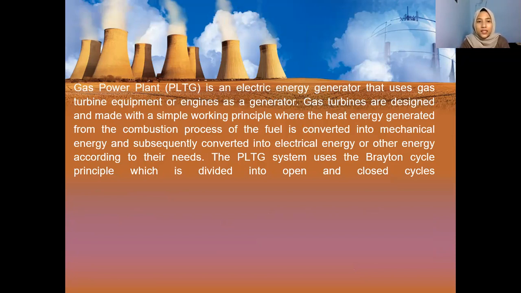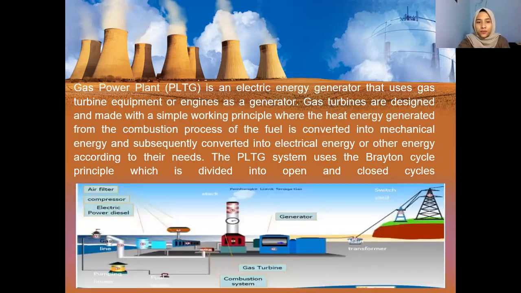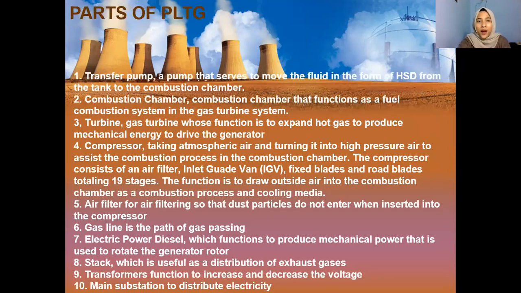Gas turbines are designed and made with a simple working principle where the heat energy generated from the combustion process of the fuel is converted into mechanical energy and subsequently converted into electrical energy or other energy according to needs. The PLTG system uses the Brayton cycle principle, which is divided into open and closed cycle. You can see the picture below. Parts of PLTG.